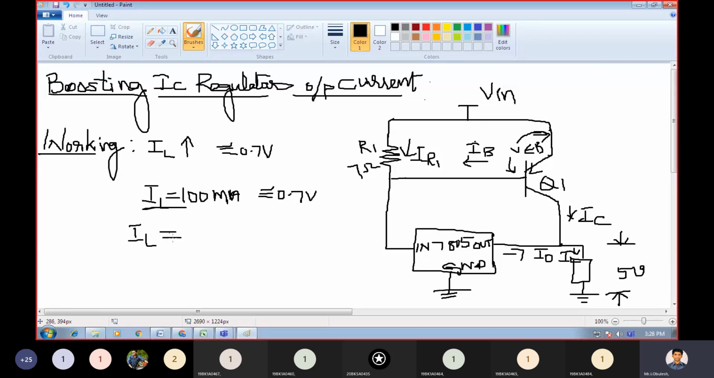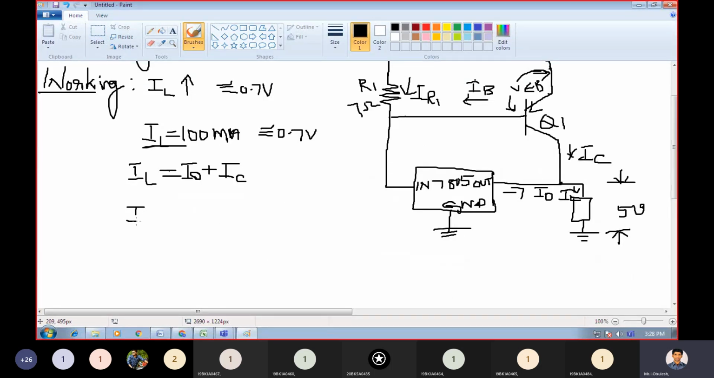as we already discussed in the previous performance parameter, IL is equal to I0 plus IC, where IC is equal to beta into IB. You need to keep in mind that point: IC is equal to beta into IB.